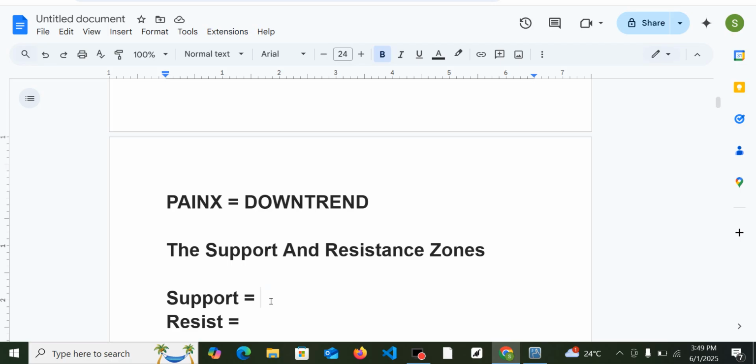Spikes will usually happen around the support zone for Gain X, while for the resistance zone, it's going to be Pain X. So you should understand this. Now let's go back to the charts.